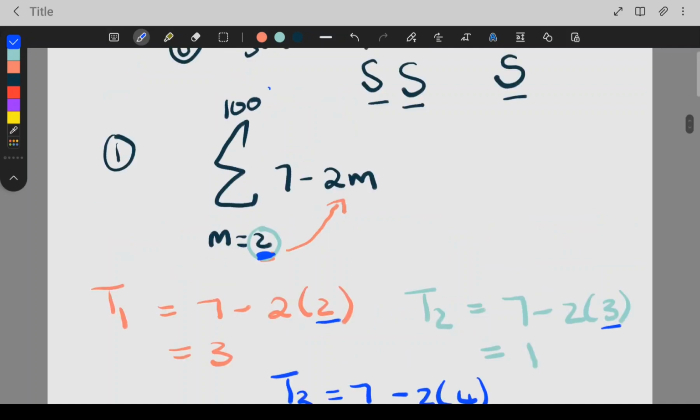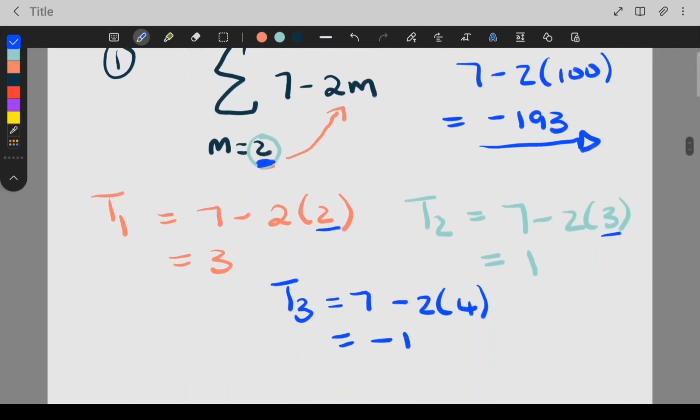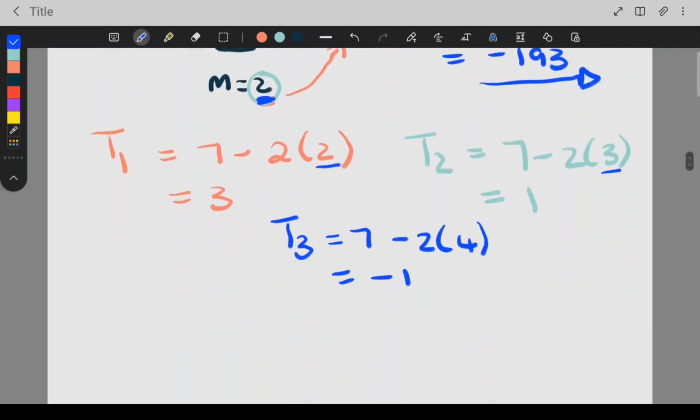And then for the last term, I'm subbing in this number. For the last term, I'm going to sub in that number. And then my answer is negative 193. So this is my last term. So now, when I look at my terms, term 1 is 3. Term 2 is 1. Term 3 is negative 1. And the last term is negative 193.